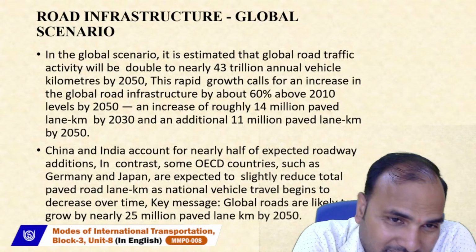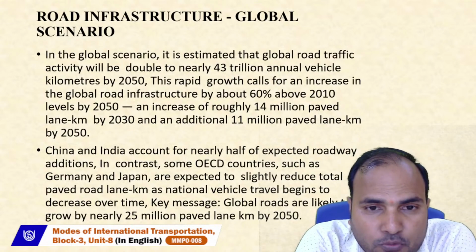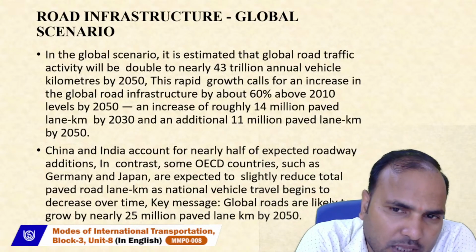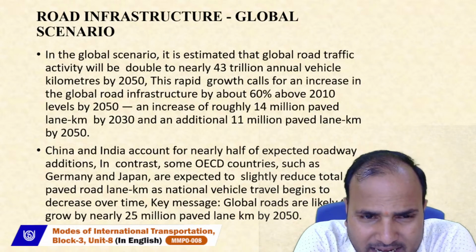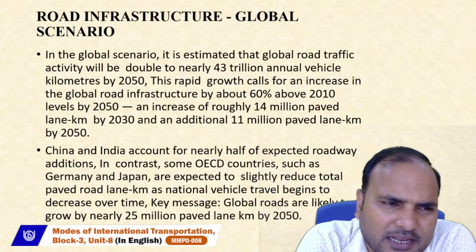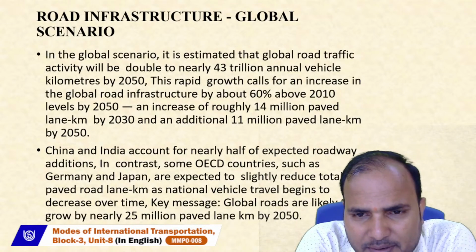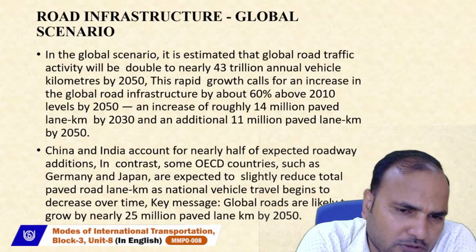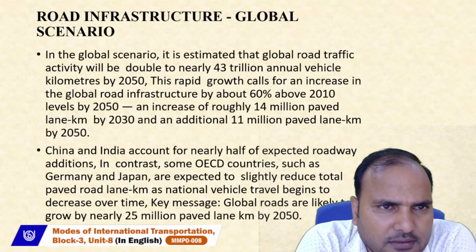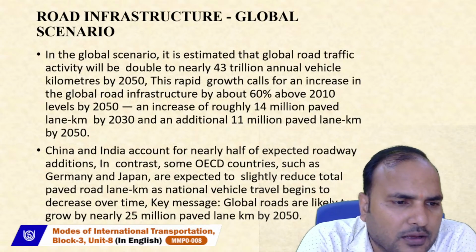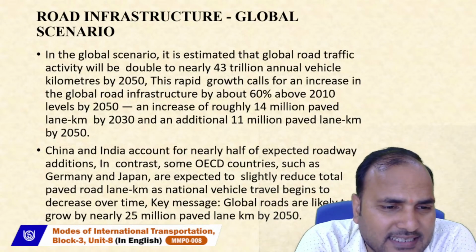Imagine. This rapid growth calls for an increase in the global road infrastructure by about 60% above 2010 levels by 2050. So, roughly, it is an increase of 40 million paved lane kilometers by 2030, and an additional 11 million paved lane kilometers by 2050. One important concept: China and India account for nearly half of expected roadway additions.